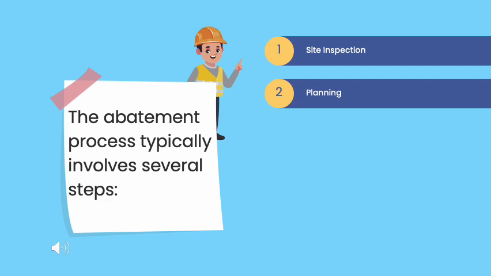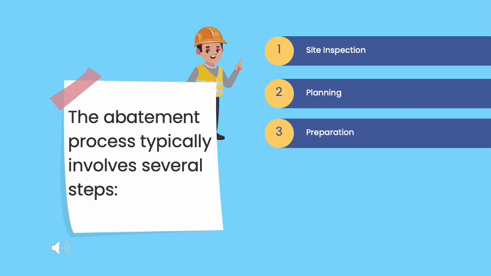The plan includes a detailed description of the work to be carried out, including the scope of work, the methods and equipment to be used, and the procedures for worker protection and waste disposal. Preparation. The work area is prepared to minimize the release of asbestos fibers. This may involve setting up containment barriers, sealing off ventilation systems, and installing negative air pressure units to ensure that any fibers that are released are contained within the work area.